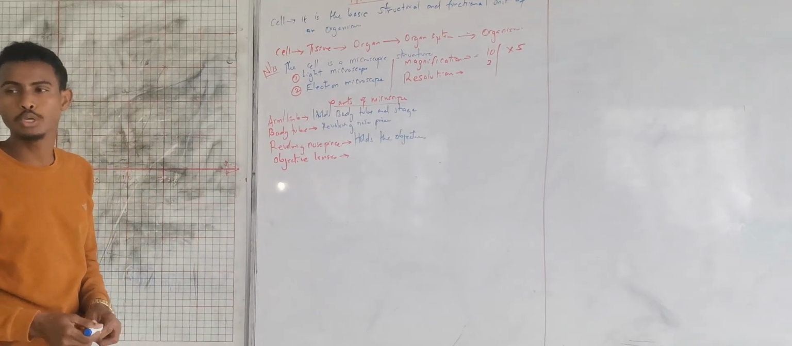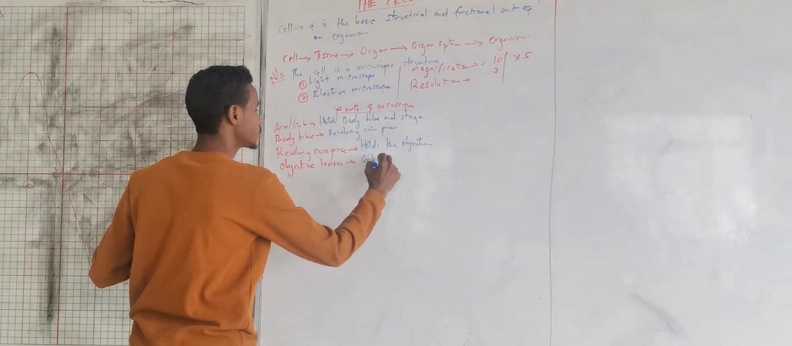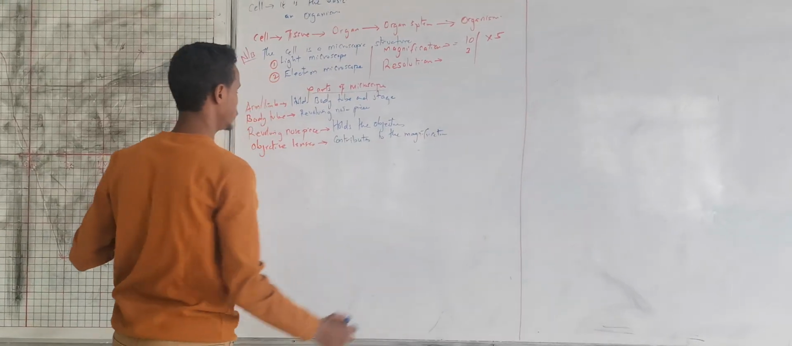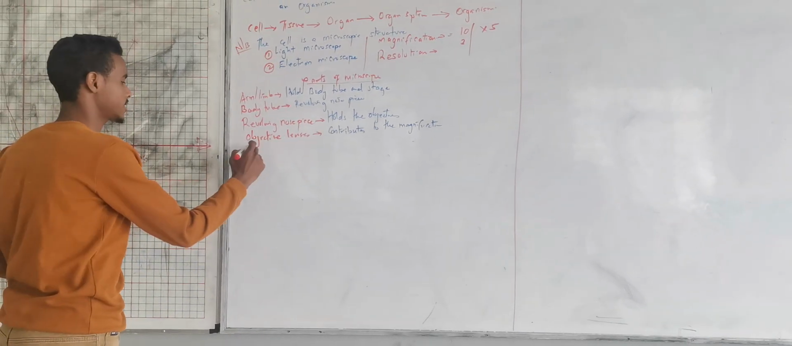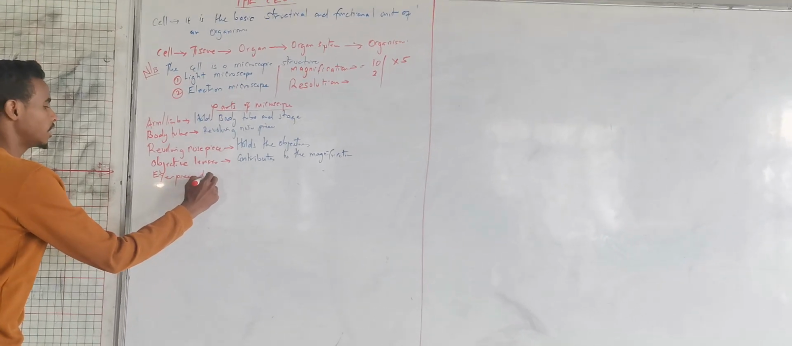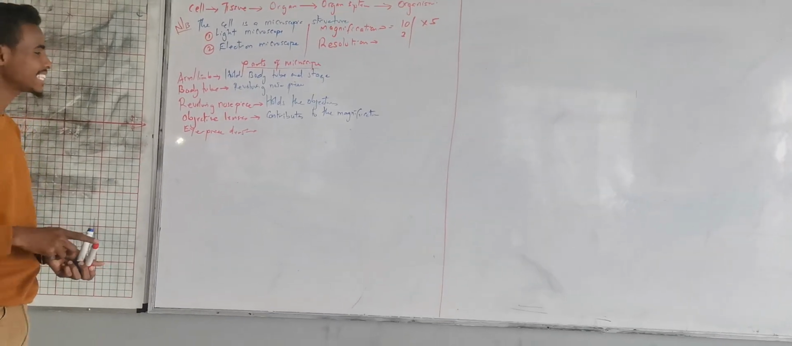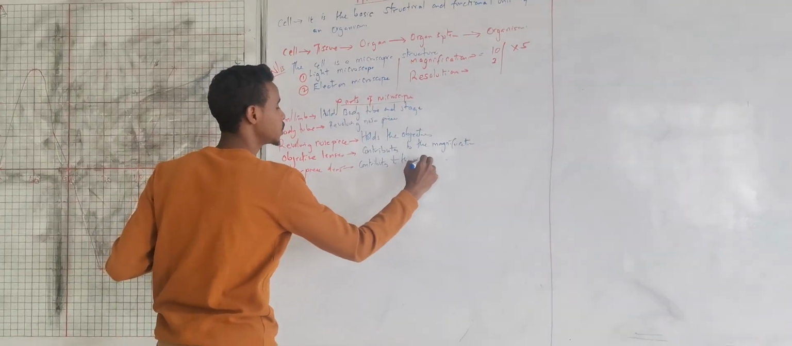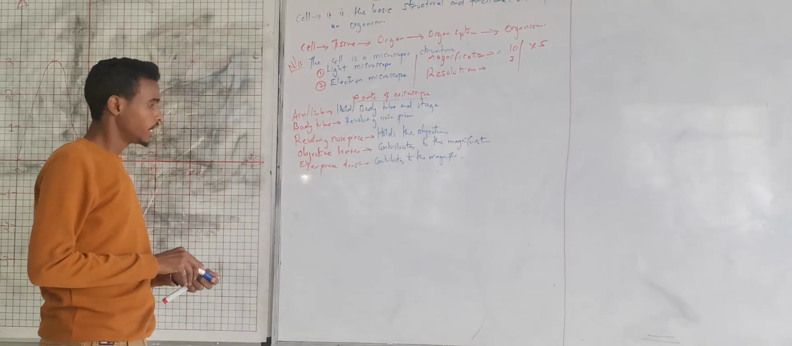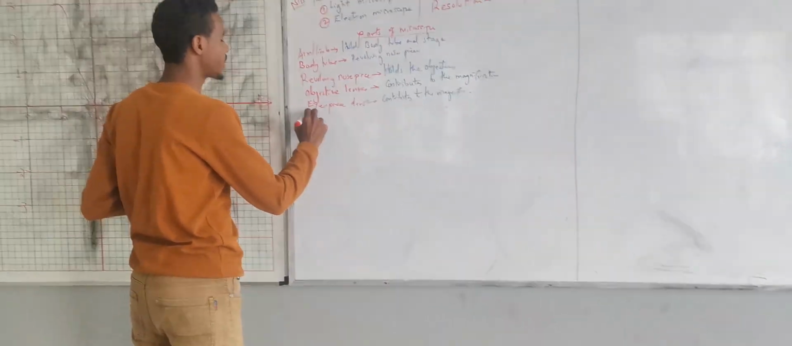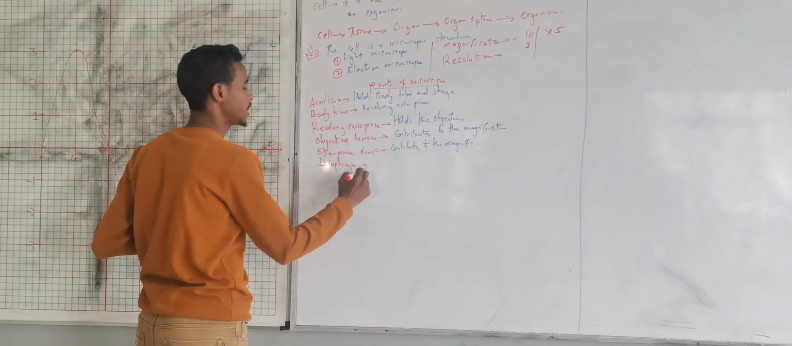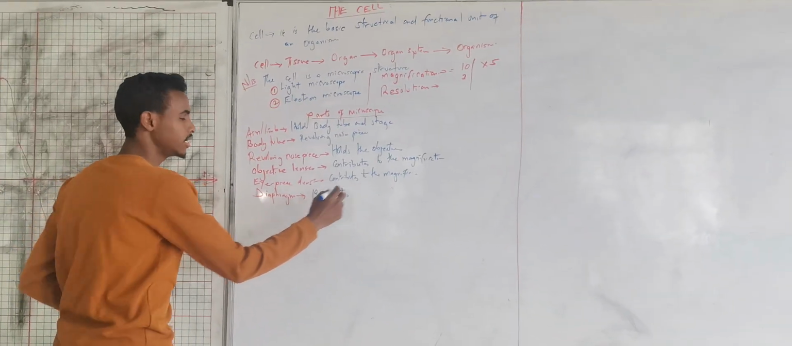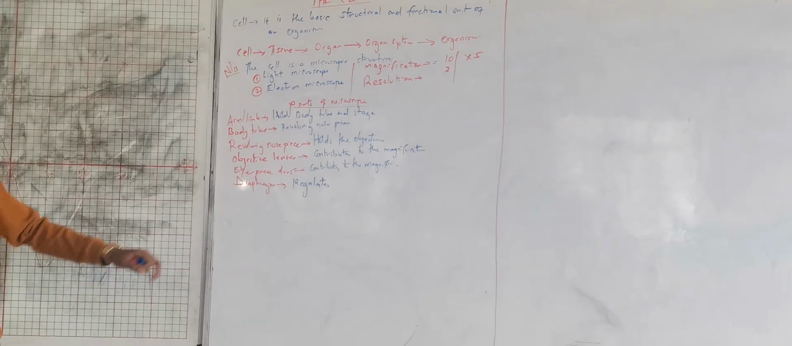Next, let's look at the objective lenses. The objective lenses contribute to the magnification. We also have the eyepiece lens. The eyepiece lens also contains a lens that contributes to the magnification of the object. Now again, we have the diaphragm. The diaphragm regulates the amount of light passing through the condenser.